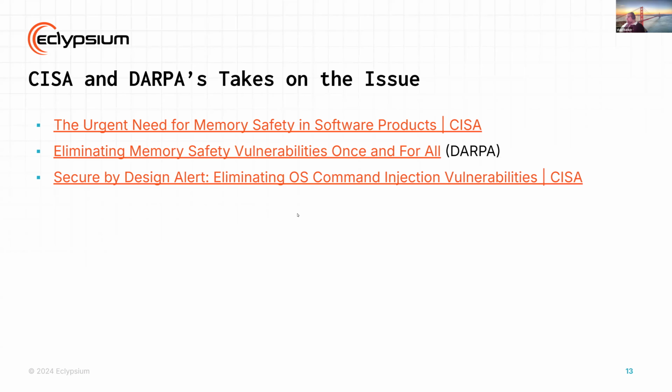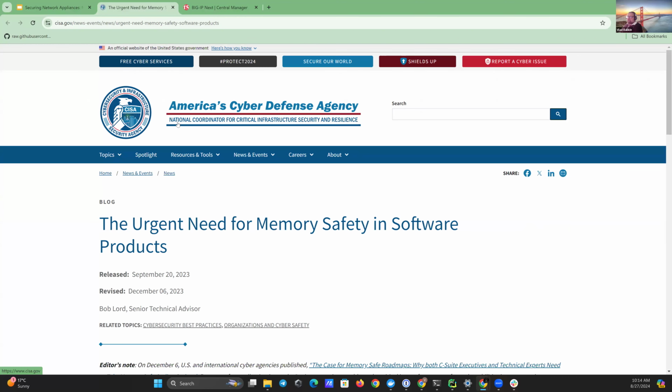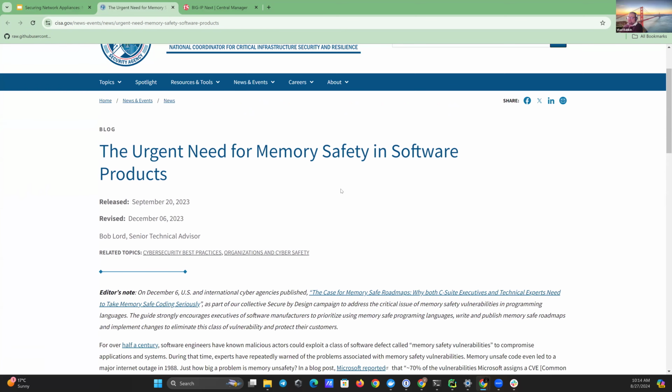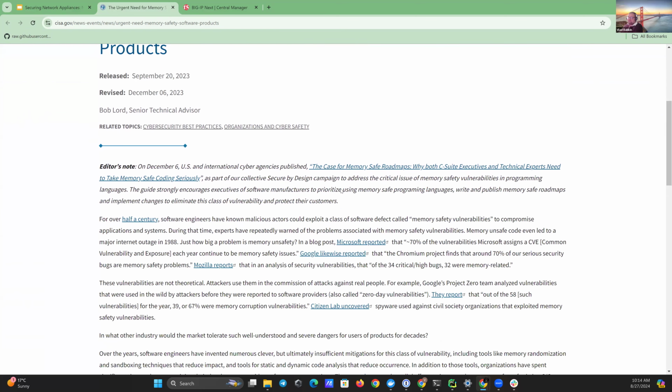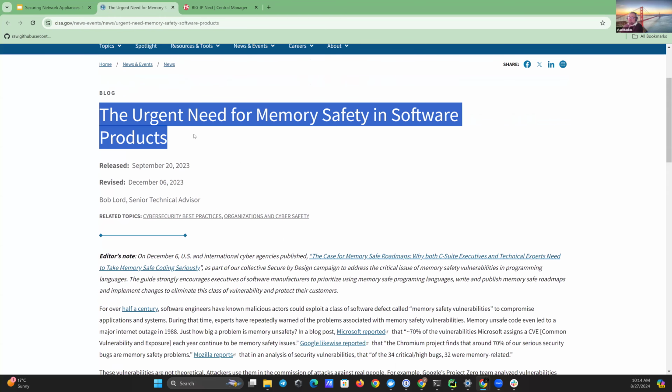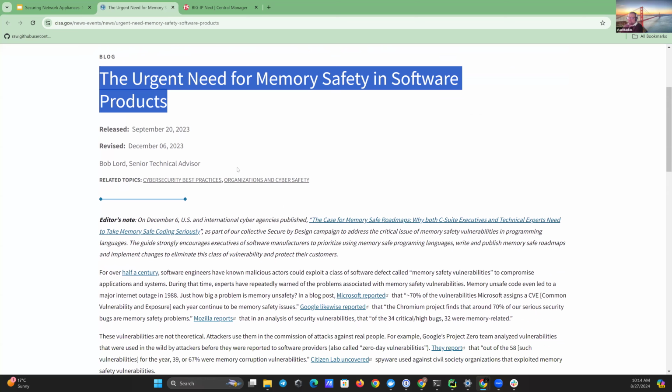So let's not jump to our own ideas of how to fix it, but let's take a look at least at a few articles by government entities, because these guys are supposed to provide us really good guidance, right? Article number 1, the urgent need for memory safety in software products. This is a news article by CISA where they advocate that we need to have memory safe software in all new products, right?